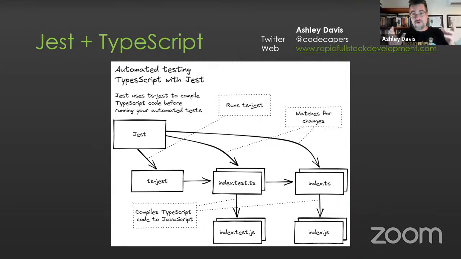But fortunately, we have a package called TS Jest, which you can see in the diagram here. It's a plugin that runs under Jest that allows us to directly run TypeScript code in the Jest testing environment. It's really convenient, otherwise our build pipeline would be a lot more complicated. This diagram shows how Jest uses TS Jest automatically to compile our TypeScript code to JavaScript before it runs the tests. And we're going to see that running now.